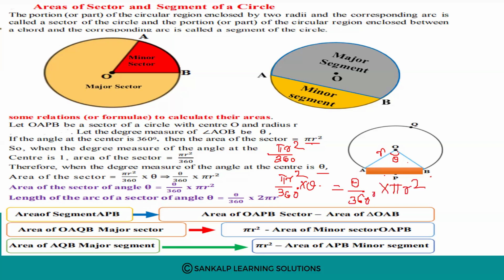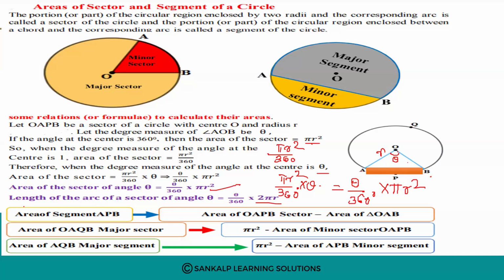So this is the formula to calculate the area of the sector. Area of the sector of angle theta is theta divided by 360 into pi r square. When you want to calculate the length of the arc, the length of the arc of a sector of angle theta is theta divided by 360 degrees into 2 pi r. Pi r square is the area, 2 pi r is the length of the arc.